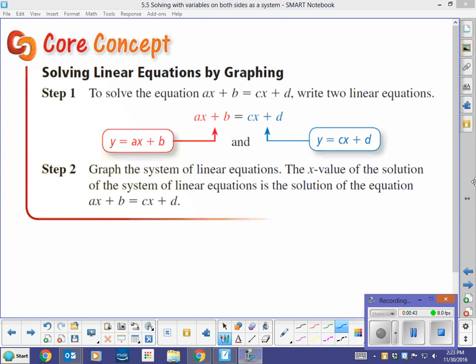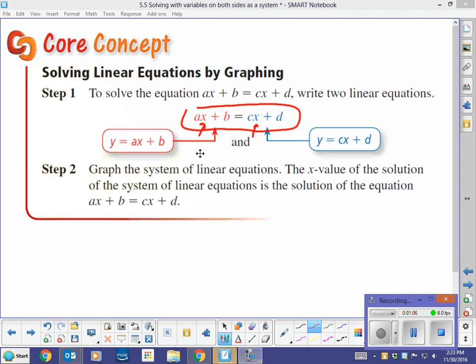So for example, let's say we have an equation that looks like that. It has the variable on both sides. Now normally we would subtract from both sides and get all the variables onto one side. But what we can also do is write two separate equations. Since each side is equal to each other, we set them each equal to y. And I'm going to demonstrate that in just a second.